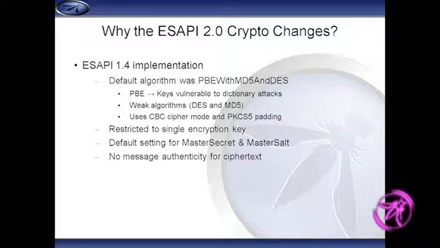When I started on ESAPI a little more than 2 years ago, the GA version was 1.4, and we were at, I think, 2.0 release candidate 2. When I first started looking at it for our company, the first thing I noticed was that the crypto was completely broken. One of the things that first jumped out at me was that we were using password-based encryption. That's what PBE stands for. The algorithm we were using was PBE with MD5 and DES.